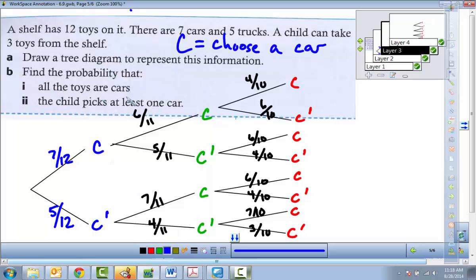Find the probability that all the toys are cars. Okay, we follow the branches that are car, car, car. So 7/12 times 6/11 times 4/10. Multiplying these together, we get 7 out of 44 once we reduce.